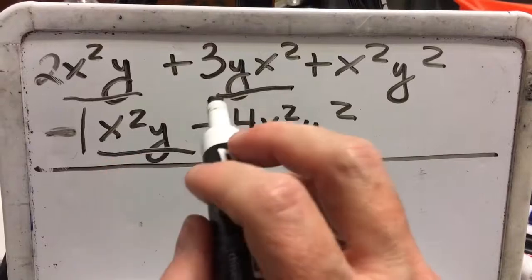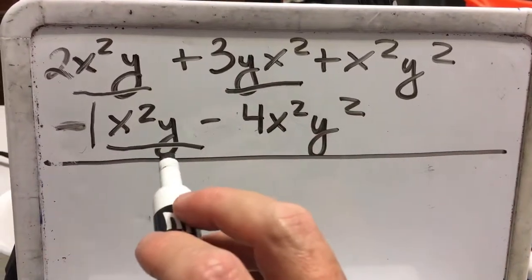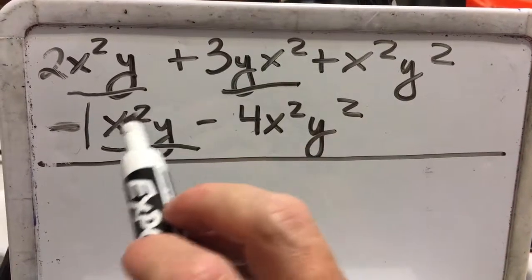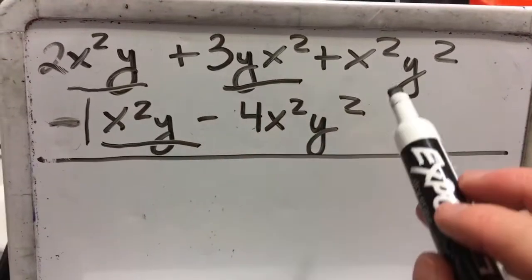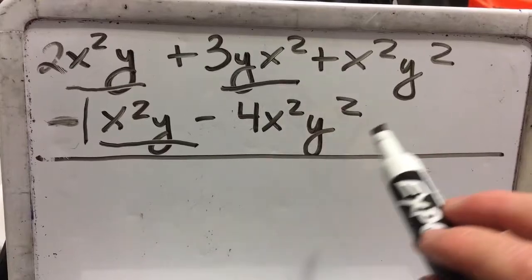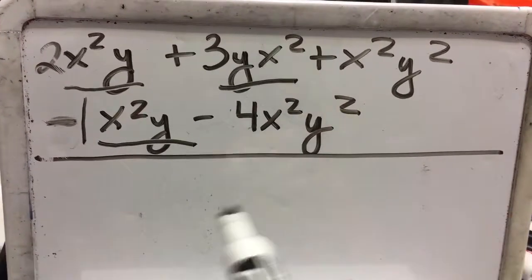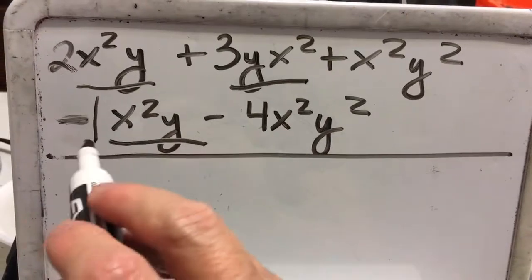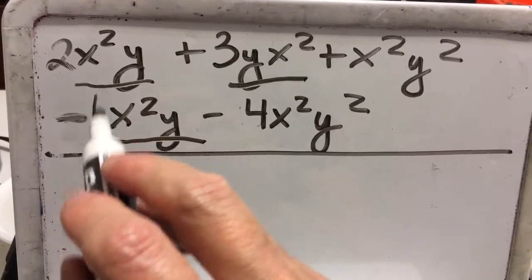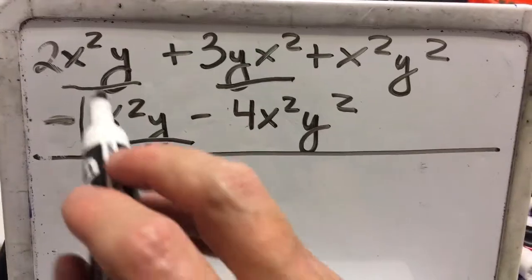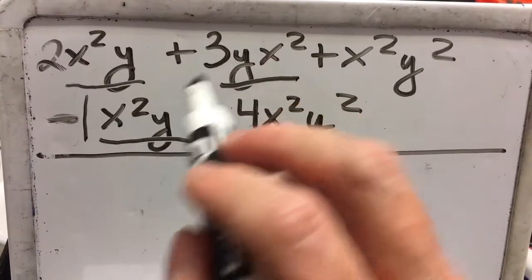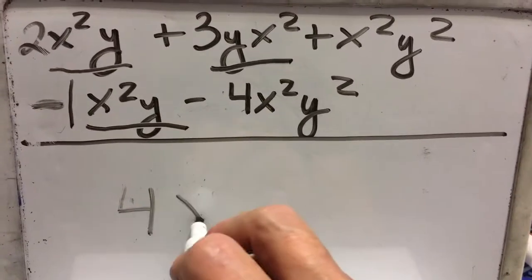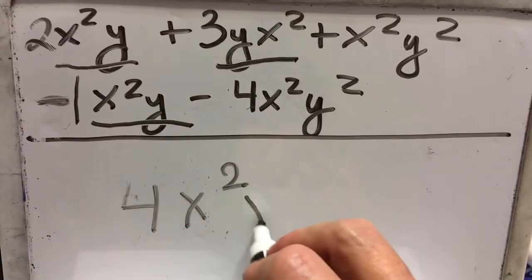So let's look at the next example. I've already underlined for you 3 terms that match: x squared y, x squared y, x squared y. These other 2 terms we're going to have to deal with separately because they're x squared y squared. So we have 2 plus 3, and then this one had nothing there, so I went ahead and put the negative 1 because it was a negative. And so we have 2 plus 3 is 5, minus 1 is 4. So we have 4x squared y.